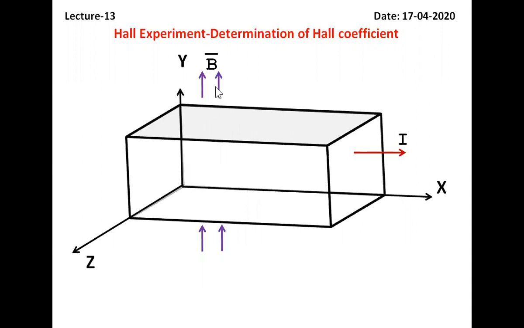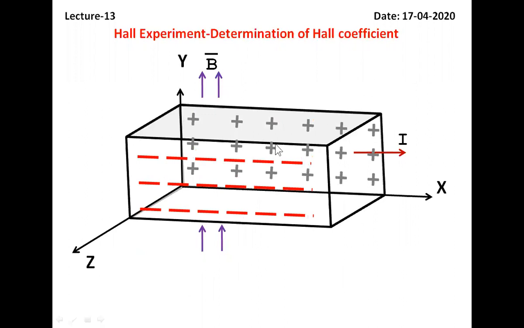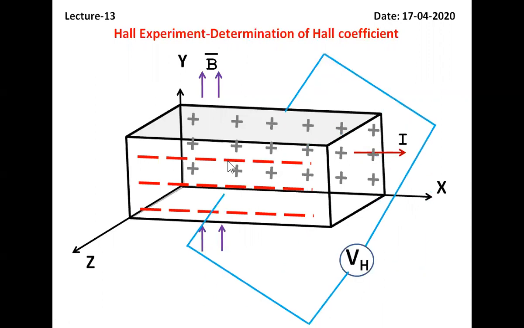Because of this magnetic field, the charged particles will be deflected by the force called Lorentz force. As a result of it, in this particular case, electrons will be deflected towards the front face, whereas the positively charged particles will be deflected towards the rear face. As a result of it, there will be a creation of electric field which is known as Hall field, and we can actually measure the Hall voltage along this particular electric field direction. That means along z axis.